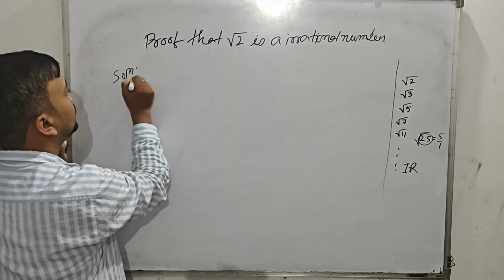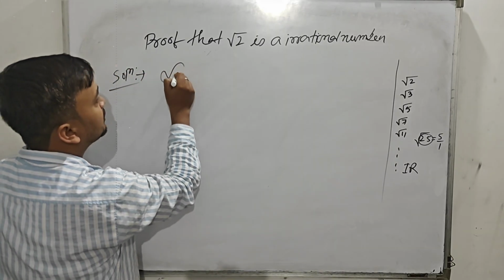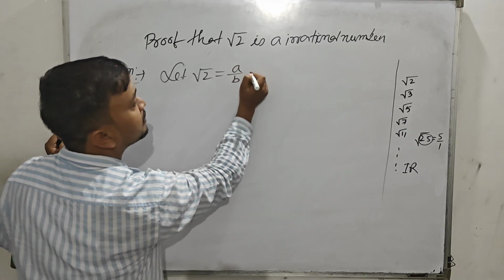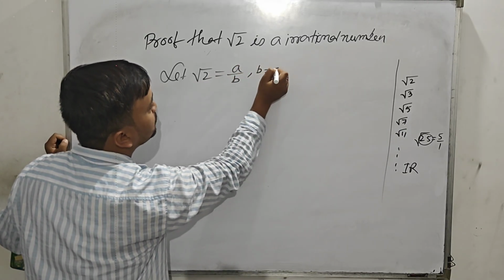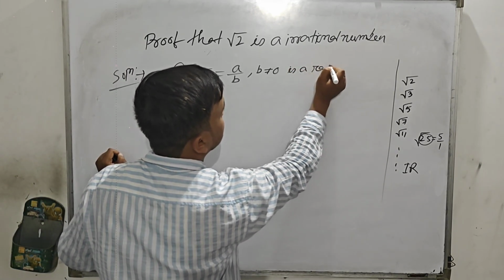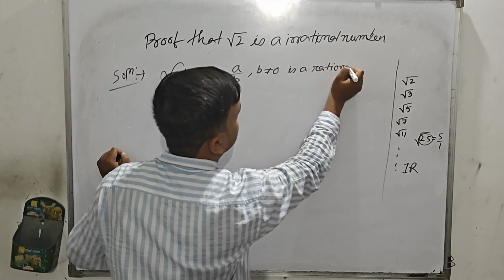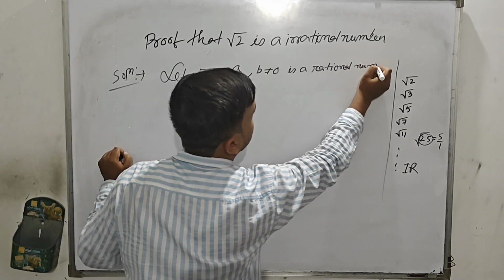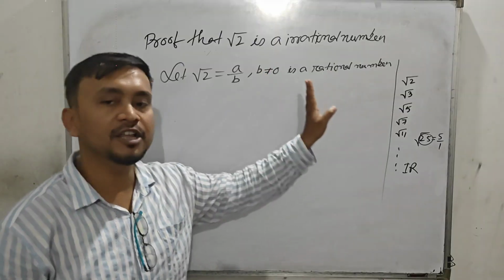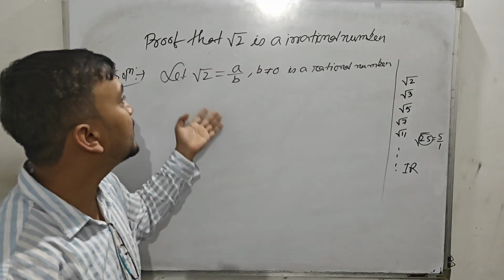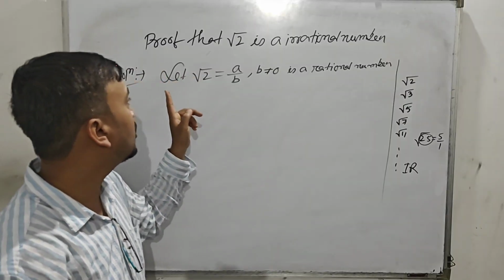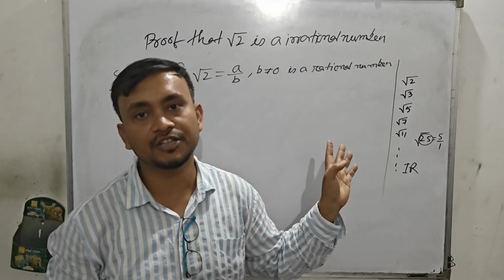First of all, do one solution or proof, whatever you say. Let root 2 be equal to a by b, where b is not equal to 0, and it is a rational number. So we have forcefully assumed that root 2 is a rational number. We need to prove it as irrational, that is a separate thing, but at the beginning of the proof we have to consider this root 2 as a rational number.